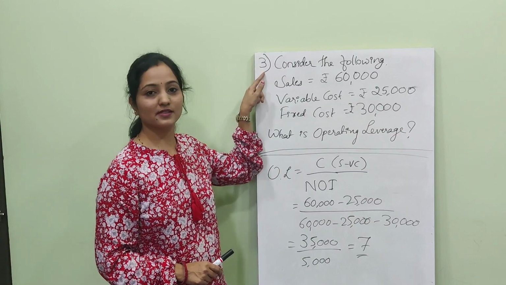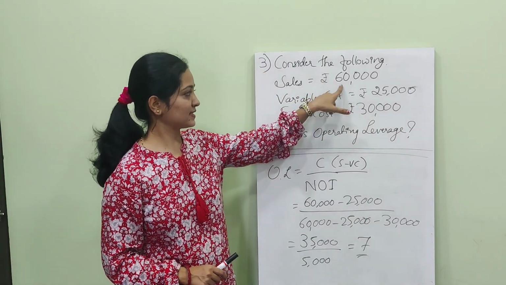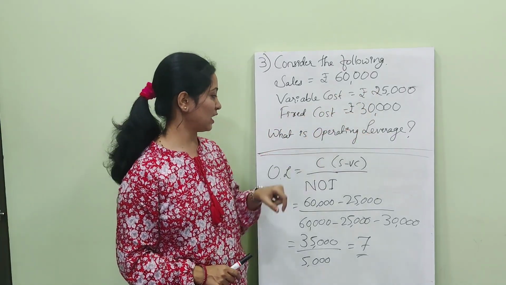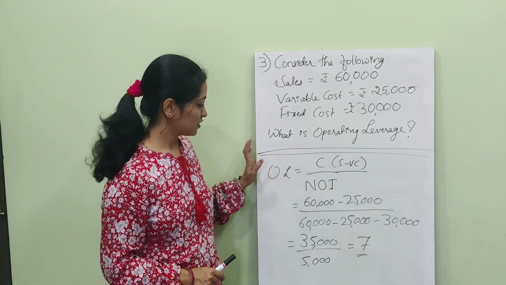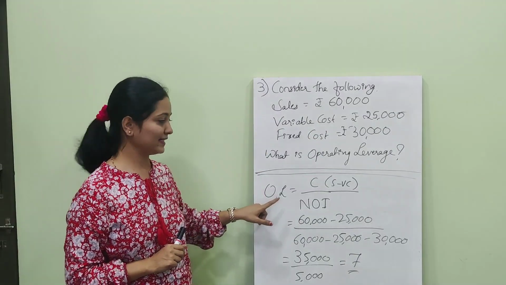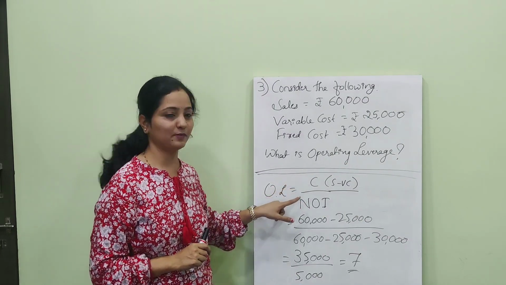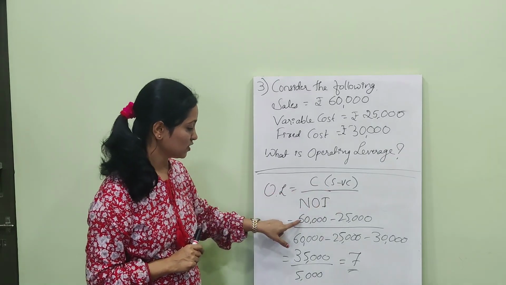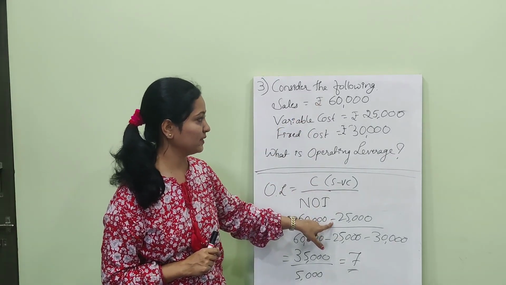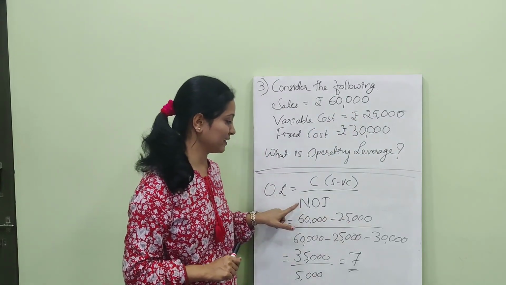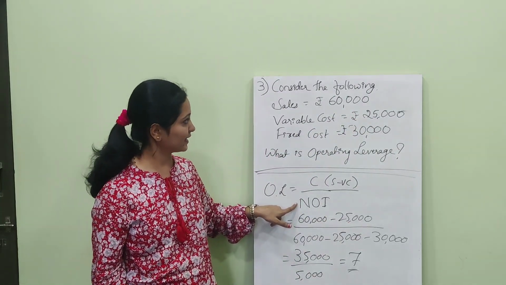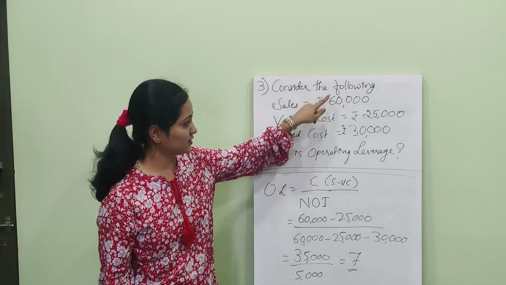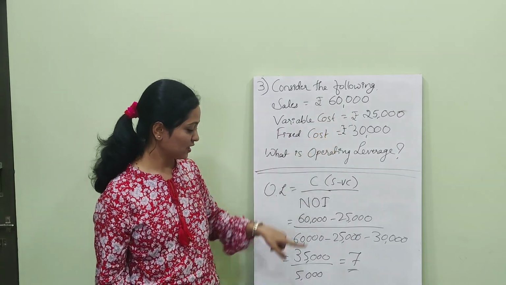The question is, consider the following: sales given rupees 60,000, variable cost rupees 25,000, fixed cost rupees 30,000. What is the operating leverage? So the answer is operating leverage is equal to contribution divided by net operating income. Contribution is nothing but sales minus variable cost. So sales 60,000 minus variable cost 25,000, whole divided by net operating income, which is calculated by deducting sales minus variable cost minus fixed cost. 60,000 minus 25,000 minus 30,000, 5,000.